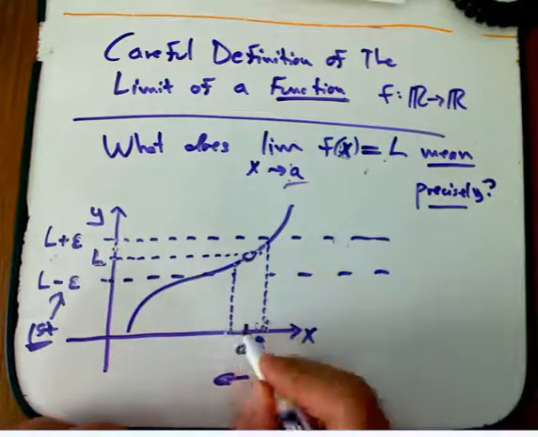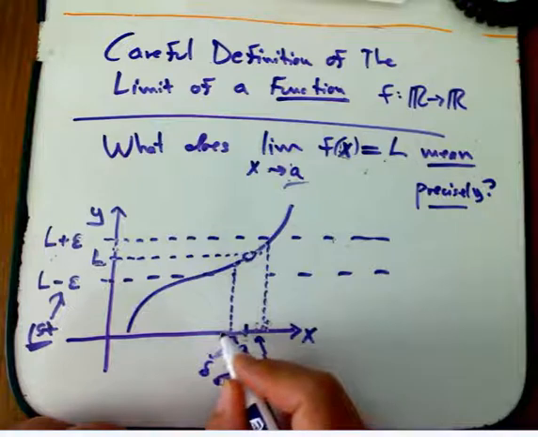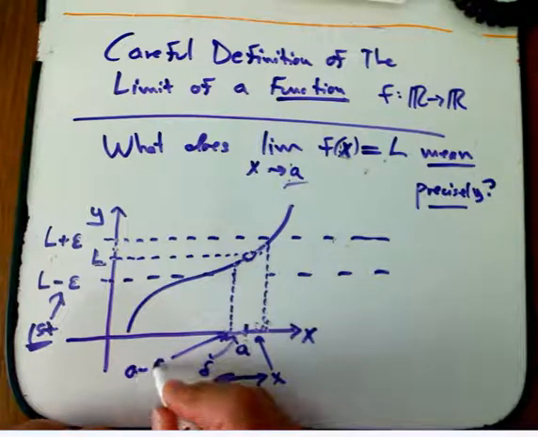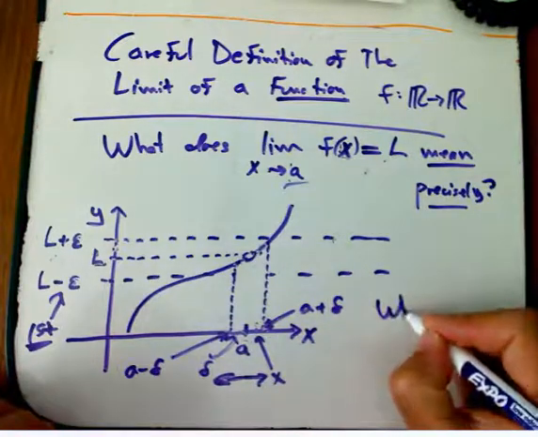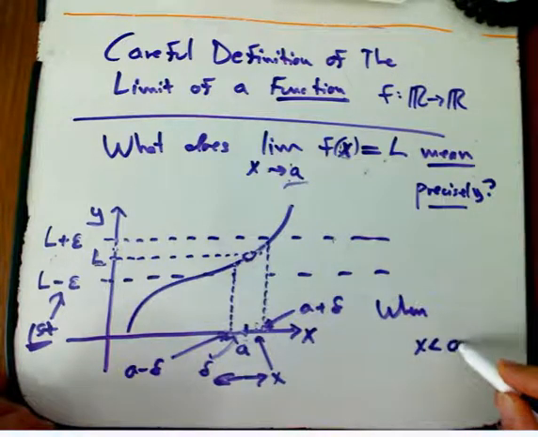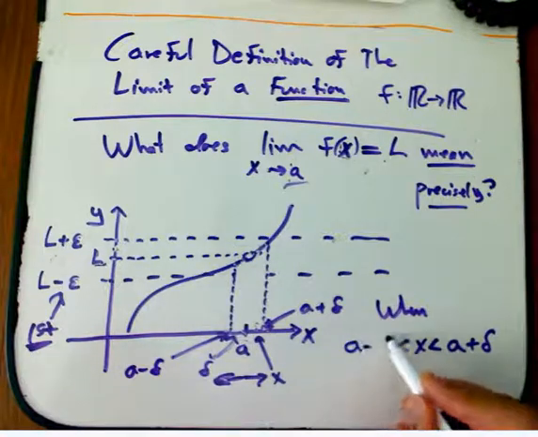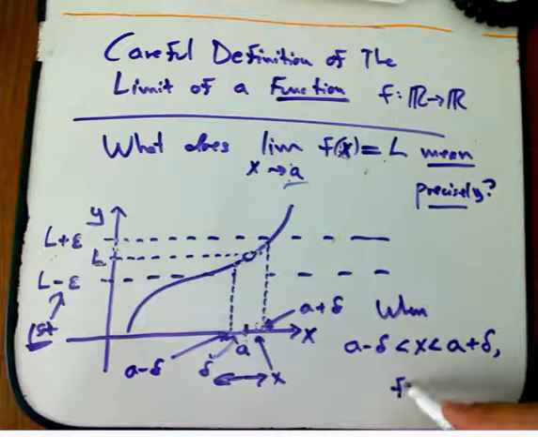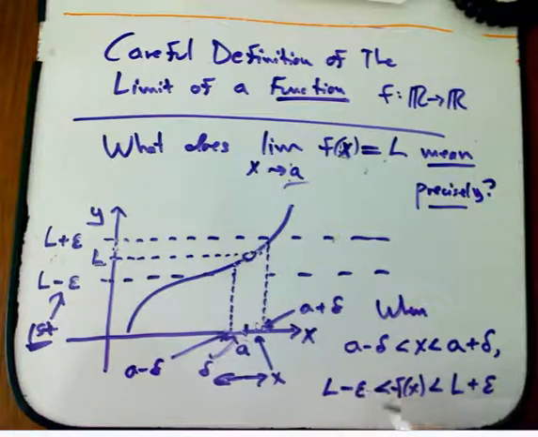So this gets another Greek letter. The wiggle room, plus or minus here, is called delta. And so this is x equal to a minus delta, and this would be a plus delta. Okay, and so our next approximation is that when x is between our target input plus delta and our target input minus delta, the output is within that error tolerance of the desired output.